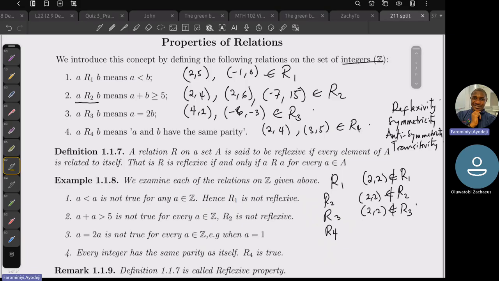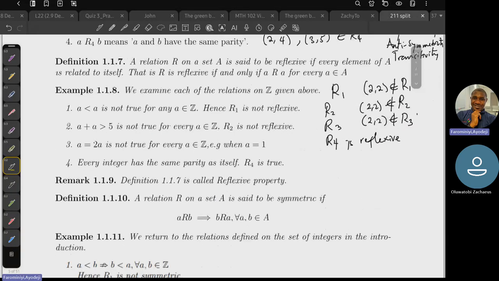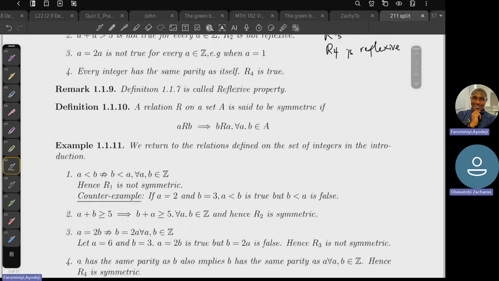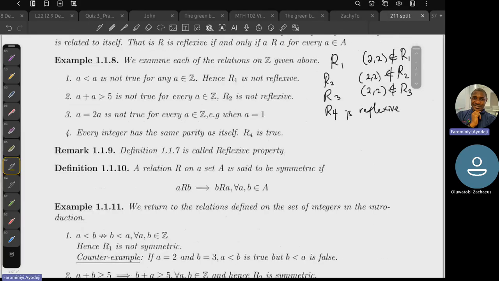All right. So R4 is reflexive. Good. So the next one is symmetric. So you understand the reflexive property now, right? Yes, sir. The next one is symmetric.